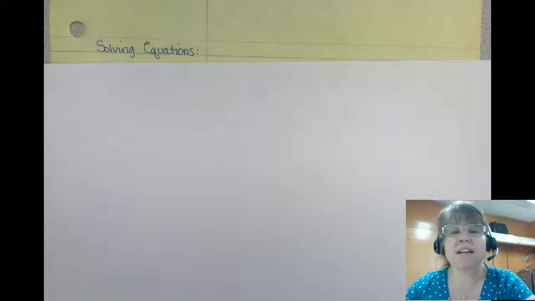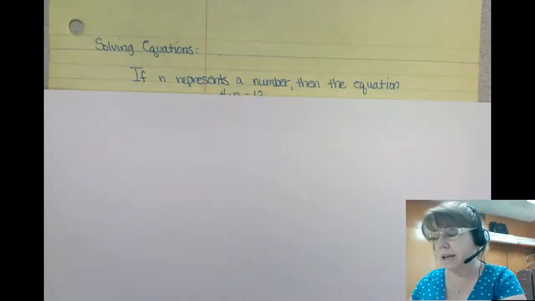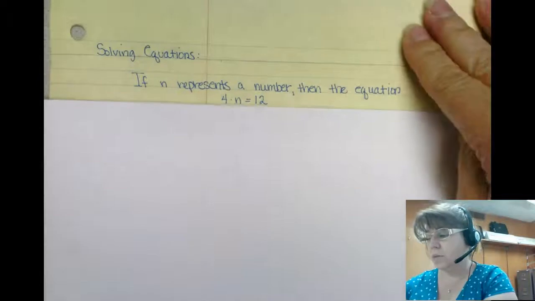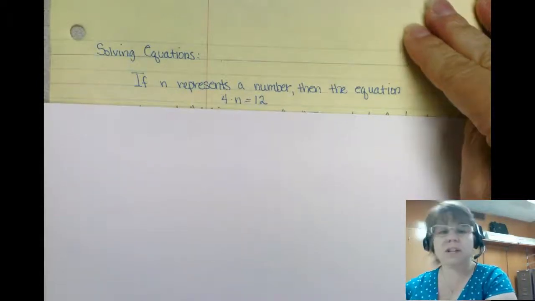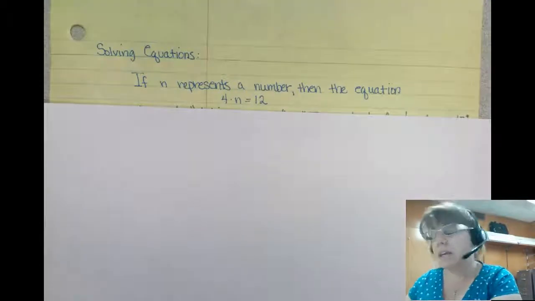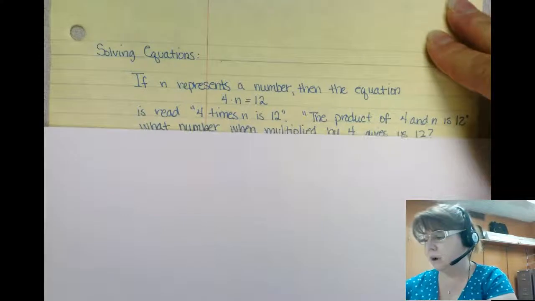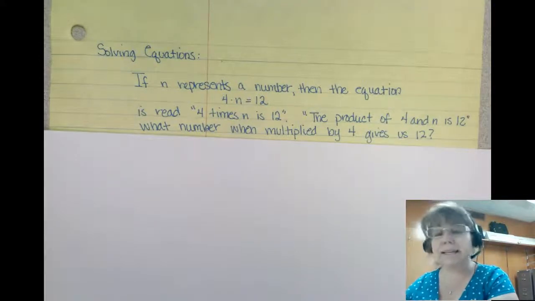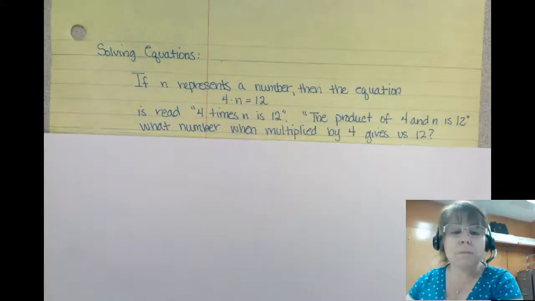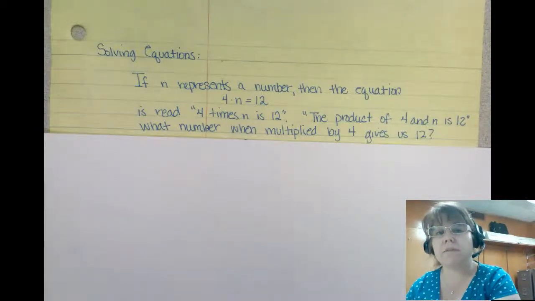All of this chatting about properties is setting us up to get to the point where we can start solving equations. What I mean by that is if n represents a number, then the equation 4 times n equals 12, we've got to figure out what the n is. So we can read it as 4 times n is 12, the product of 4 and n is 12. What number, when multiplied by 4, gives us 12?